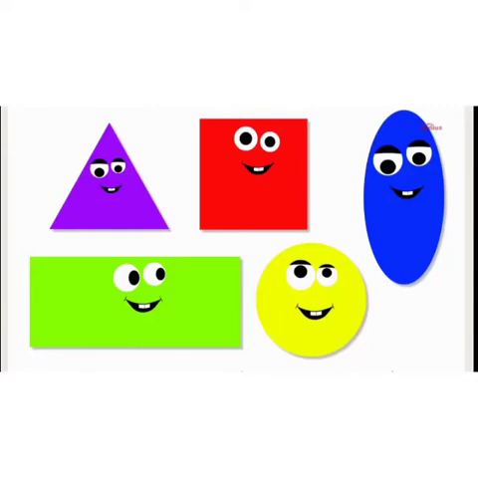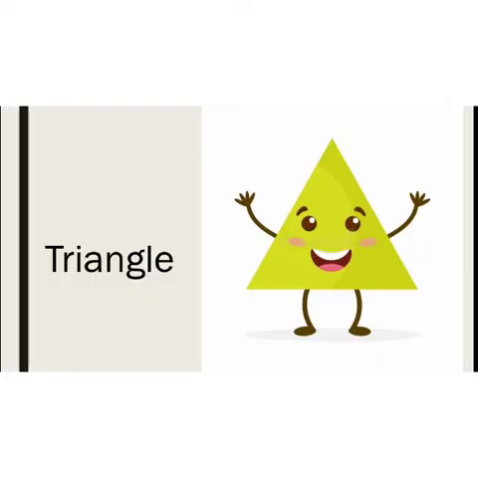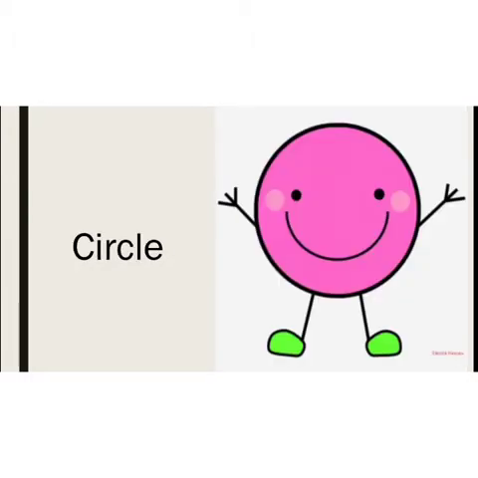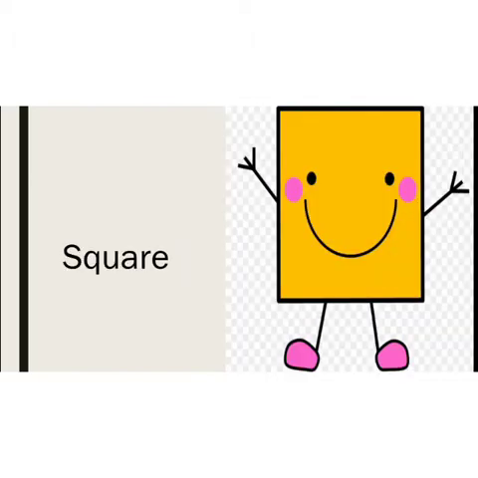Okay dear students, now we are going to revise our flat shapes. Triangle. Which shape is this? Triangle. Circle. Which shape is this? Circle. Square. Square. What is the name of this shape? Square.